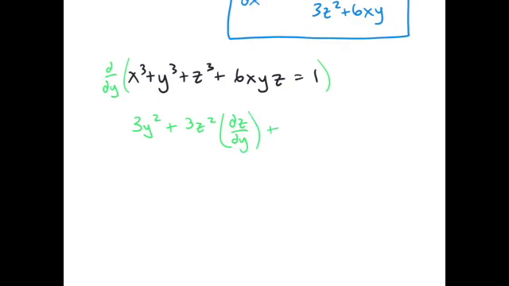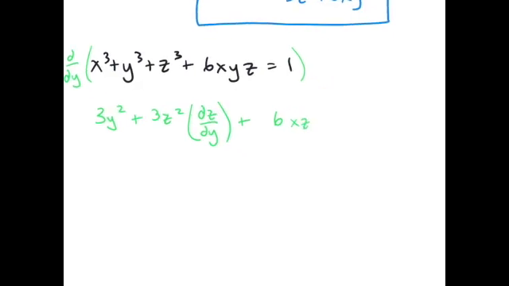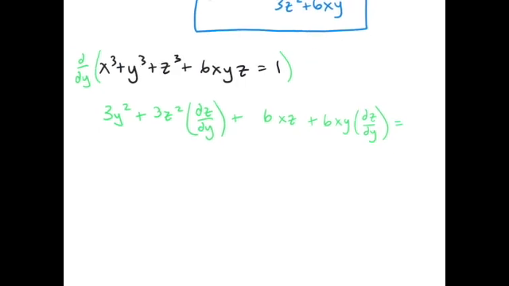We have the same type of product rule, but again, y is our variable change, not x, so x is constant. So we have 6xz plus 6xy times the derivative of z with respect to y, and it's all equal to 0. Okay, same strategy here. We're trying to solve for dz dy. So we're going to group those together.